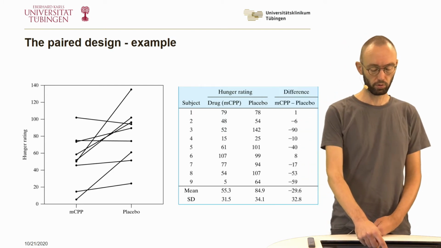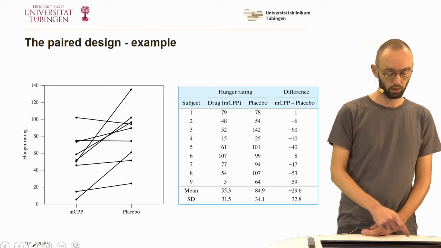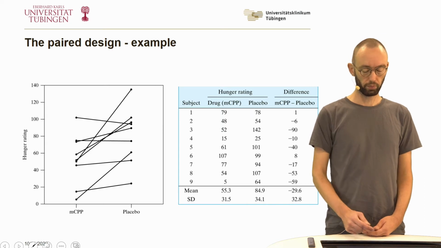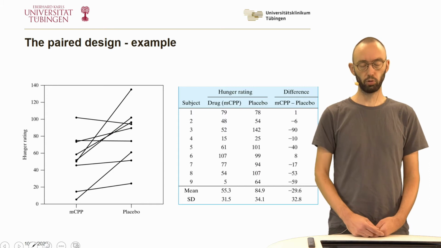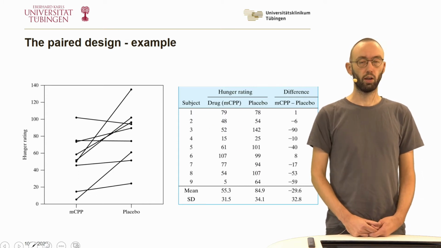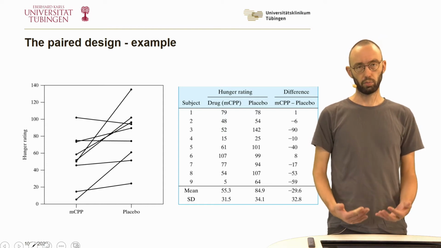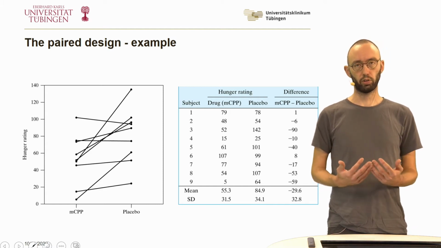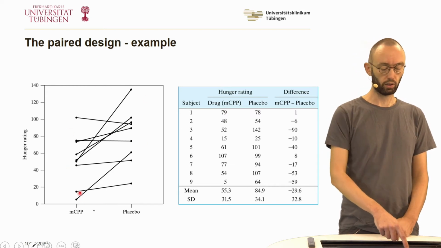In this example, we have 9 subjects which were supposed to rate their hunger feelings either after a week of taking a placebo drug or a drug which is supposed to reduce the subjective feeling of hunger. These data are paired because the same people took part in both conditions. You can also see that in the way the data is visualized.